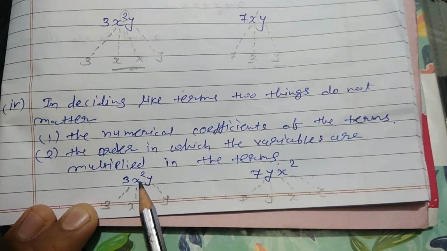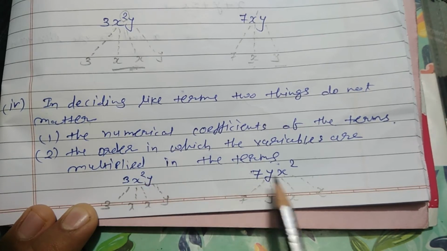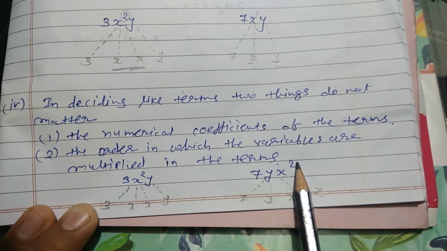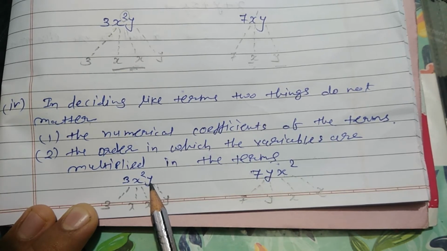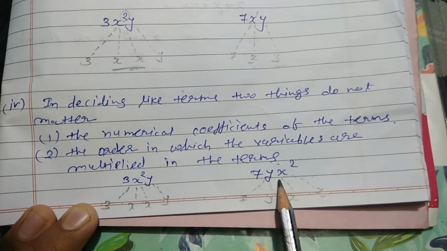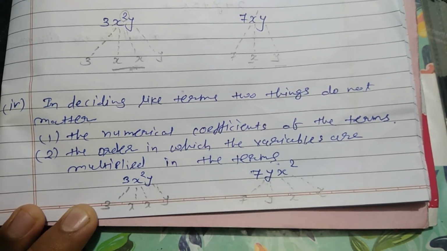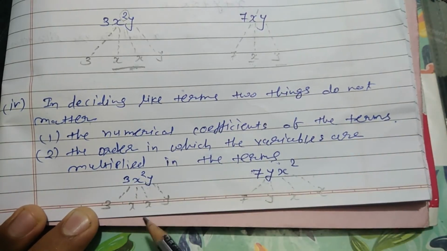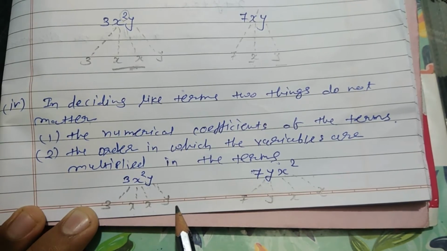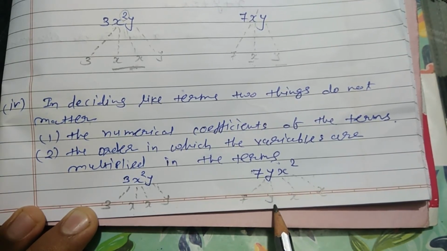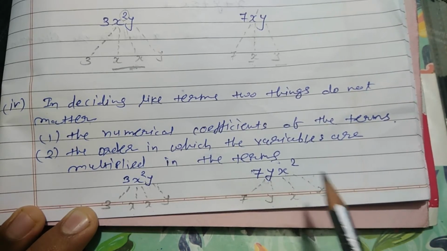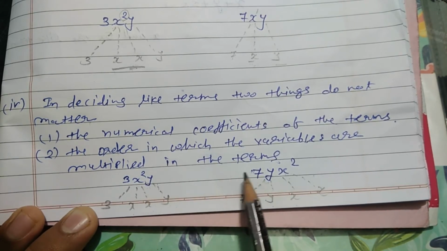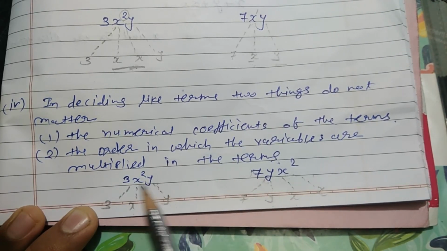So the order is changed, but the variables are the same. Here you can see the power of variable x is 2. Similarly here the power of variable x is 2, and the other variable in 3x square y is y. Similarly the other variable in 7yx square is y. So when we factorize further, if you do not understand like terms, you have to factorize and see that we get algebraic factors x, x and y. Similarly in 7yx square, you get algebraic factors y, x and x. That means these algebraic factors are the same, and that's why these two terms are like terms. That means the order of variables doesn't matter. Okay, these are like terms.